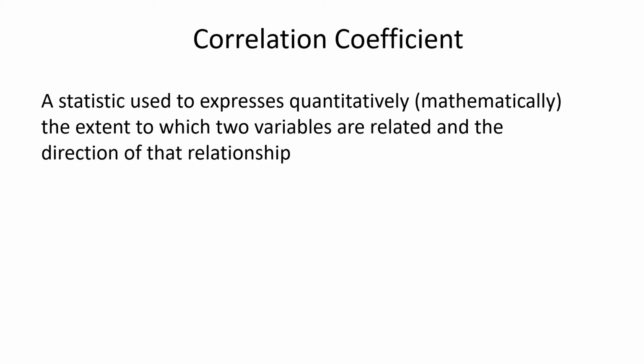This gets us to, what is correlation? So what is correlation in the correlation coefficient? Correlation is that statistic used to express quantitatively, mathematically, the extent to which two variables are related, and it's going to tell us other things. It's also going to tell us the direction of the relationship.